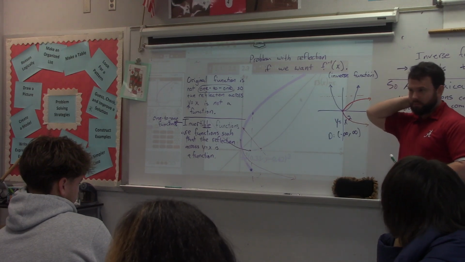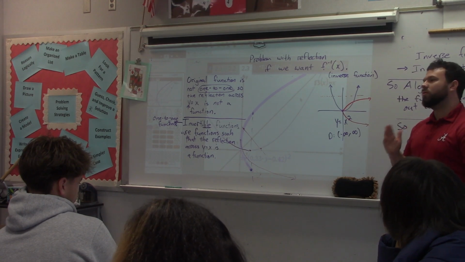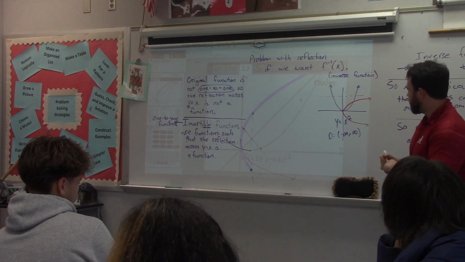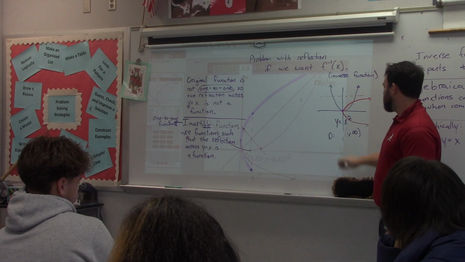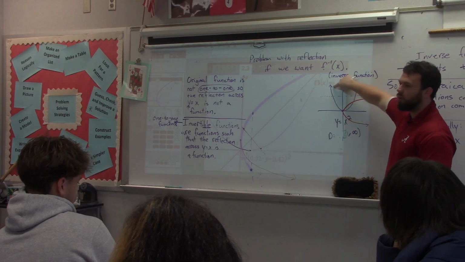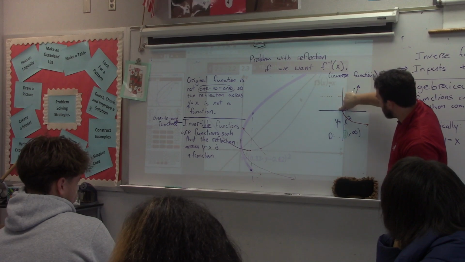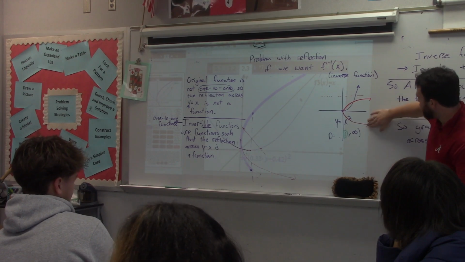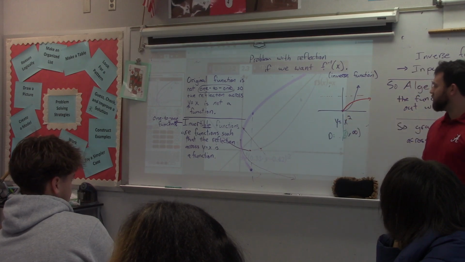But what about this? What if I use y equals x squared, but what if I don't use the entire domain? What if I start at 0 and go to infinity? Am I going to have all of this anymore? No. So all this goes away, and I start there. Is it now one-to-one? Yes. And so what's going to happen to all this? It goes away. And so is my inverse a function?